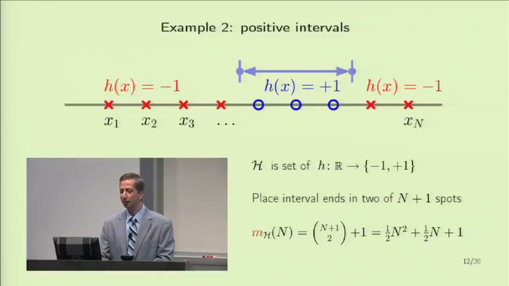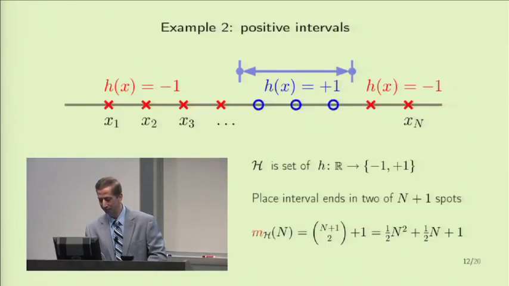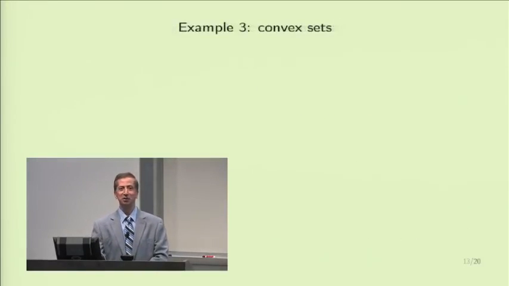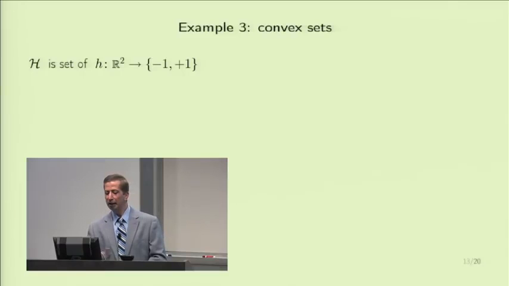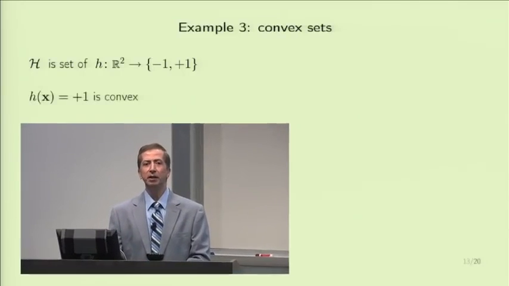Now let's up the ante and go to the third one. Convex sets. So this time, I'm taking the plane rather than the line. So it's R squared. And my hypotheses are simply the convex regions. So if you look at the values of x at which the hypothesis is +1, this has to be a convex region.